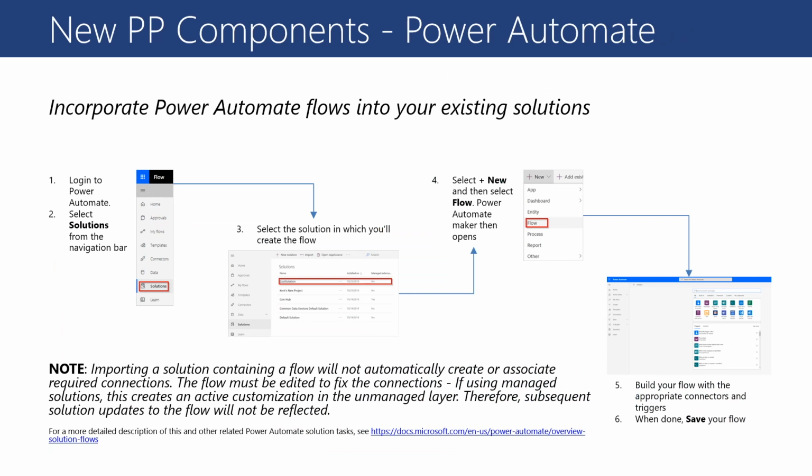The new Power Platform components also give you the ability to embed Power Automate flows into your existing solutions. You can log into Power Automate, select Solutions from the navigation bar. Select the solution in which you'll create the new Power Automate flow. Select New, then select Flow, and the Power Automate Maker opens. Build your flow with the appropriate connectors and triggers, and then save your flow when you're done.